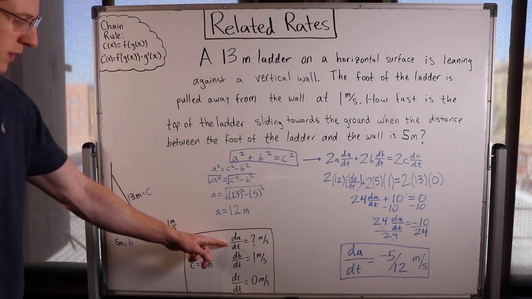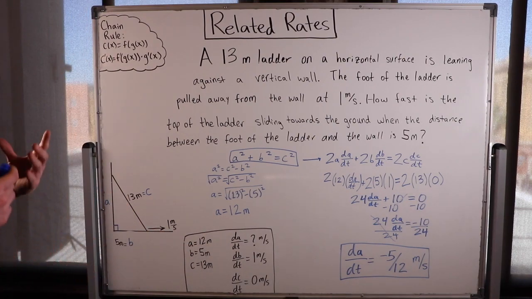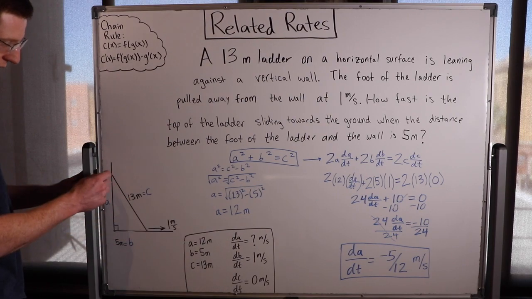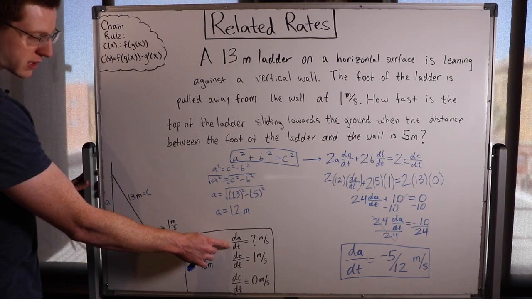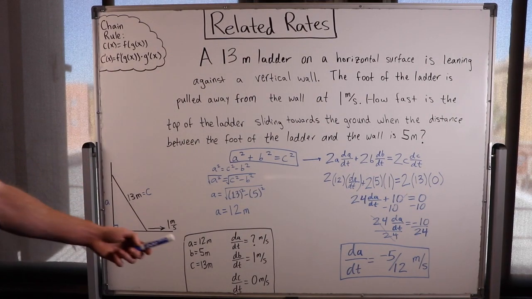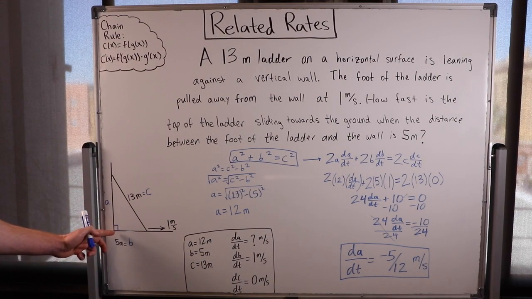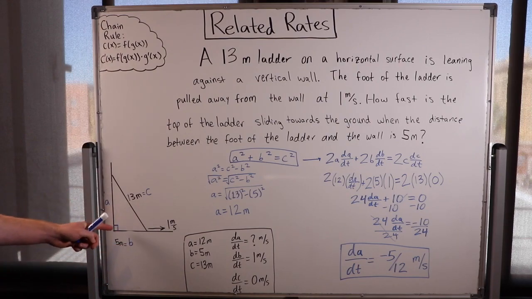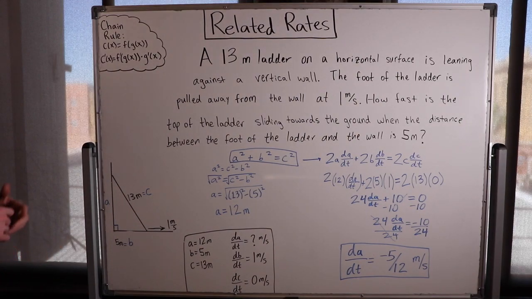Now I want the rate at which these lengths are changing. So dA/dt means the change of the side length A with respect to time, or the change of A over the change in time. dB/dt simply means the change of B, this side, with respect to time, or the change of B over the change in time. And similarly for C, that's the same definition.